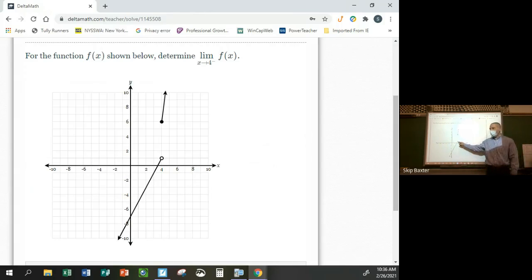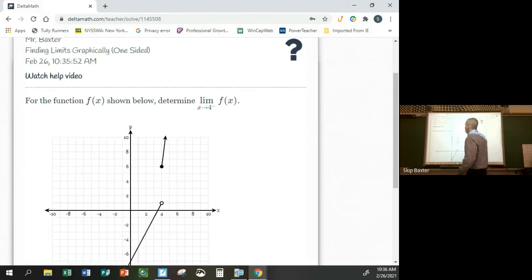It is absolutely 1. Everybody see why it's 1? Yeah. From the left-hand side, those y values are going towards 1. It definitely is 1. Garrett, are you ready? Good.